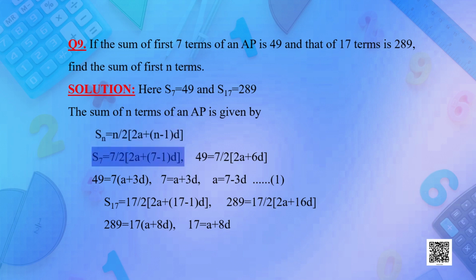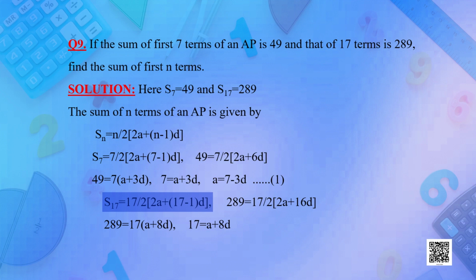So, S7 can be expressed as 7 upon 2 into (2a plus (7 minus 1) into d). On simplification, we get 49 is equal to 7 upon 2 into (2a plus 6d). That gives us 49 is equal to 7 into (a plus 3d), or 7 is equal to a plus 3d, or a is equal to 7 minus 3d. So, let us take this as equation number 1.